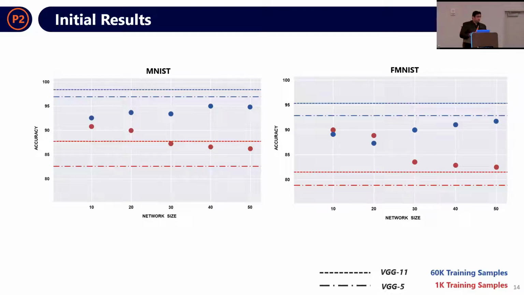But if we reduce the number of training samples down to 1,000, which is approximately 1% of the data set, then the cellular automata seems to learn much, much faster, and it does remarkably well. So this is really good for few-shot learning when you have fewer samples to learn from.